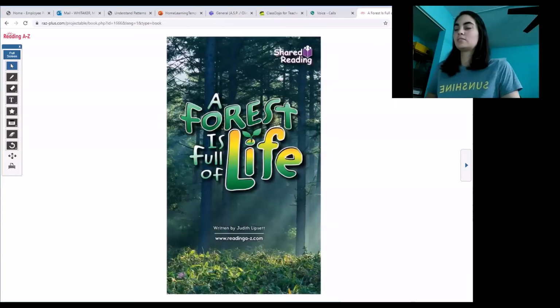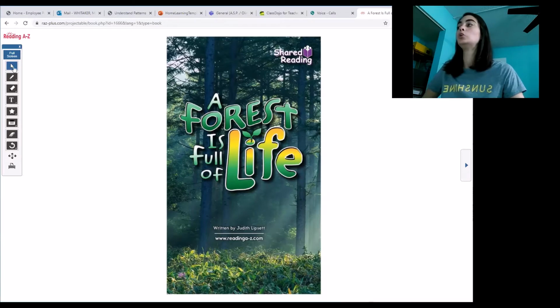All right, so we're gonna go through this story. A forest is full of life. When you get into A to Z, you're gonna find this story in your assignment page. Okay, so by looking at the cover, I would really like to go there. So we're gonna underline the title.